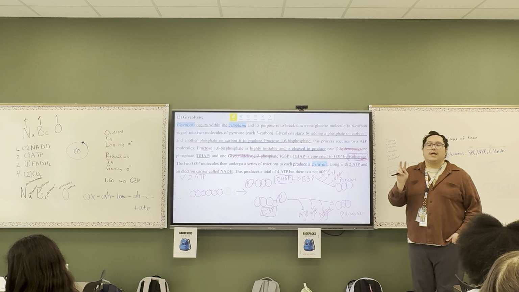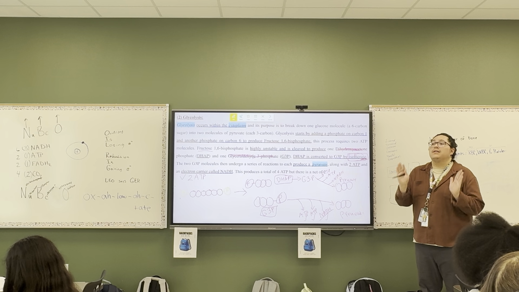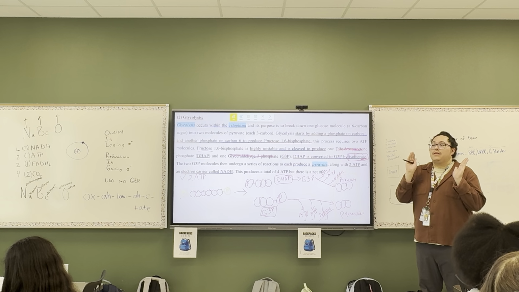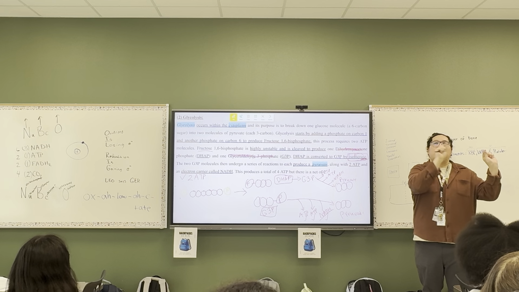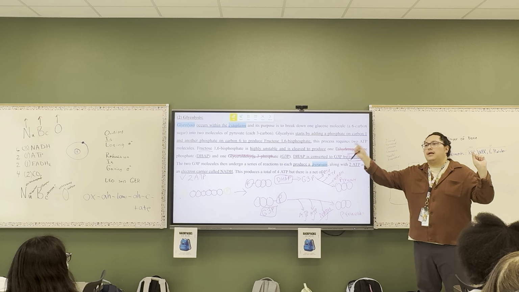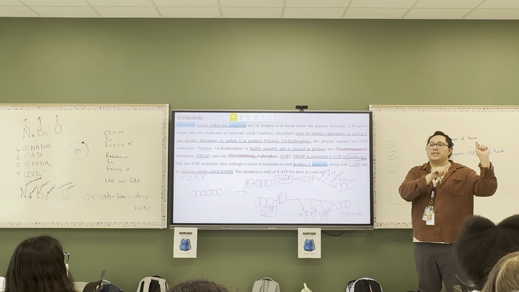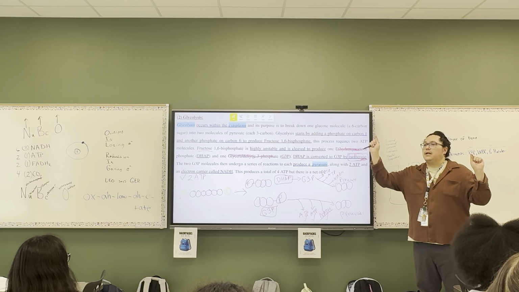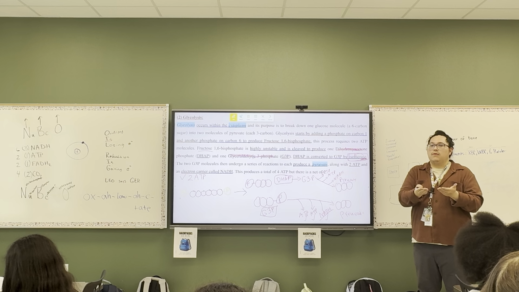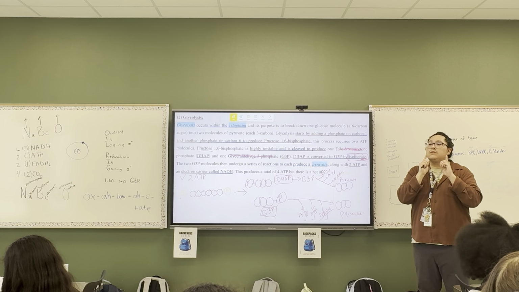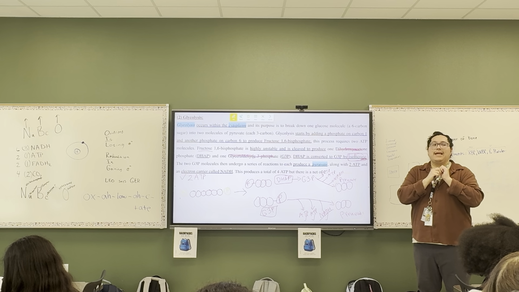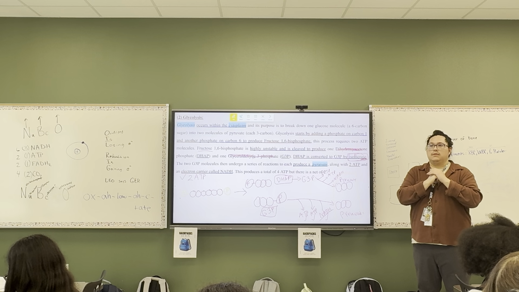So what is the net ATP? 2. Again, these are questions that are on the exam. The question is, what is the net ATP produced in glycolysis? Answer: 2. What is the total ATP produced in glycolysis? Answer: 4. Total, the answer should be 4. Net, the answer should be 2.